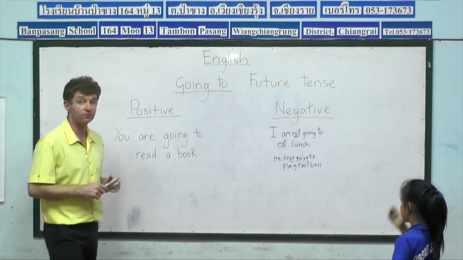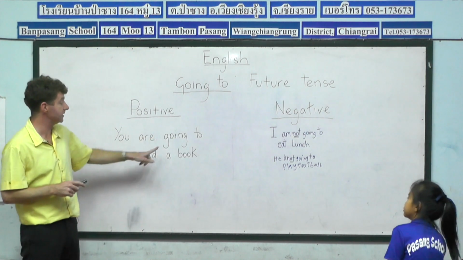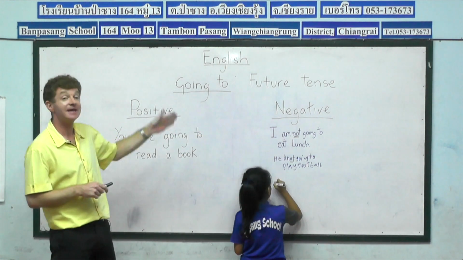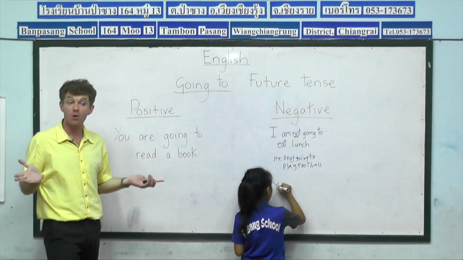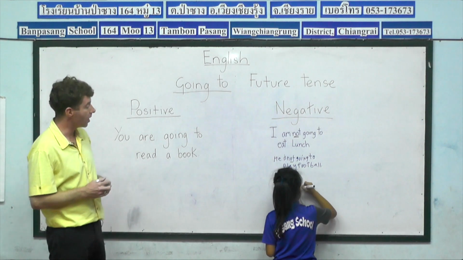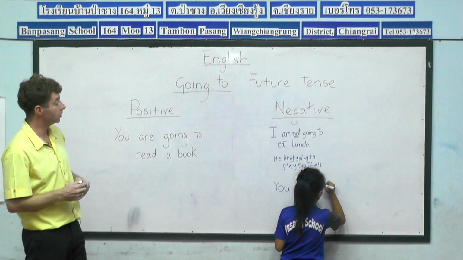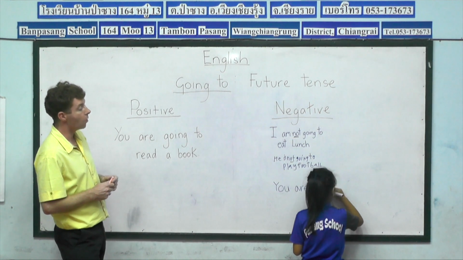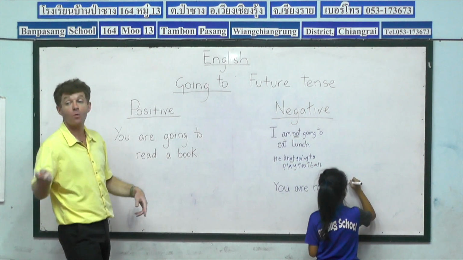So first of all, positive sentence, guys. You are going to read a book. And now Preo will demonstrate how to turn that sentence into negative using one extra word. And what's that word? Not. Yes. You are, A-R-E. And then not, N-O-T. You are not going to, G-O-I-N-G. And then T-O, going to.